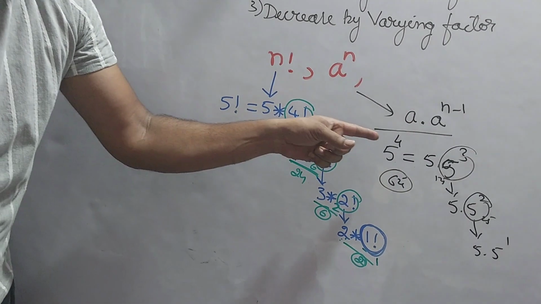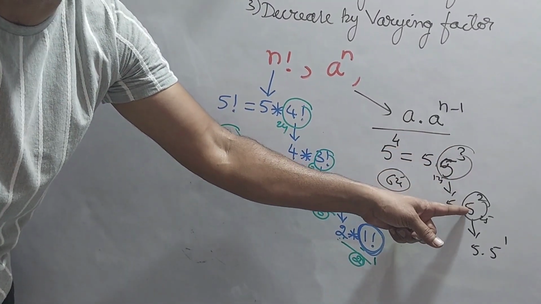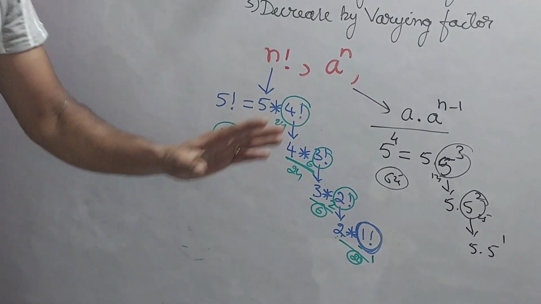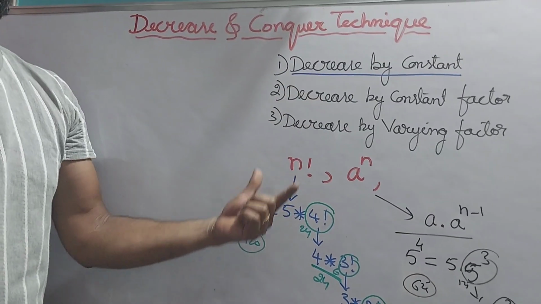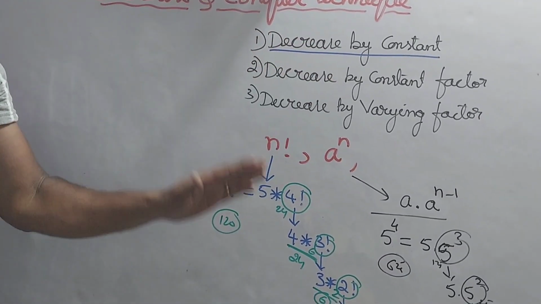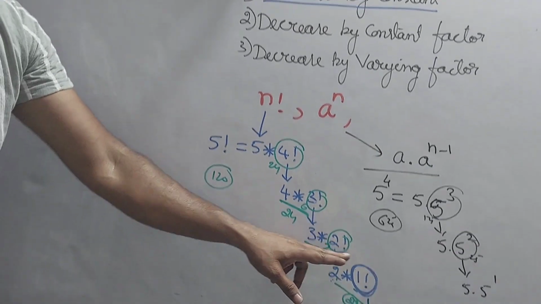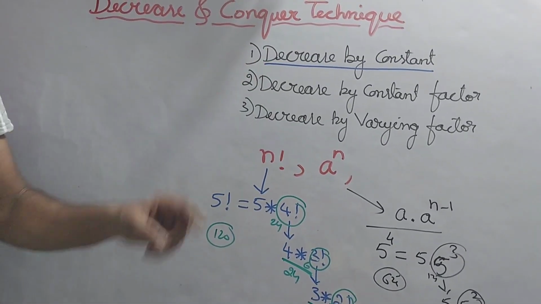That means again here 5 to the power of 4 decreases to 5 to the power of 3, which again decreases to 5 to the power of 2, 5 to the power of 1, like that. So this is how we are using decrease by constant in order to solve the problem. The summary is, in decrease by constant, every time we are reducing the problem size by 1. Hence it is also called decrease by 1.